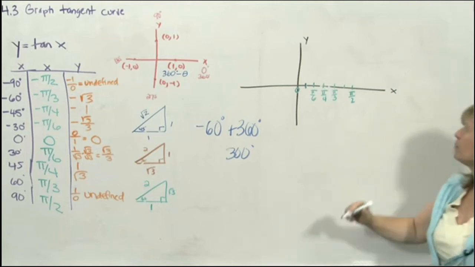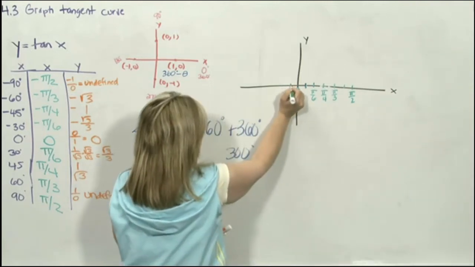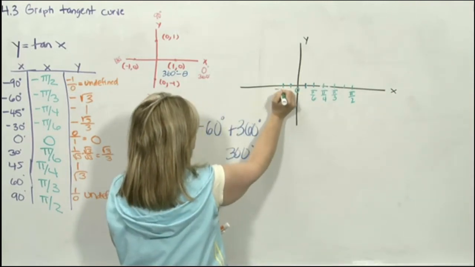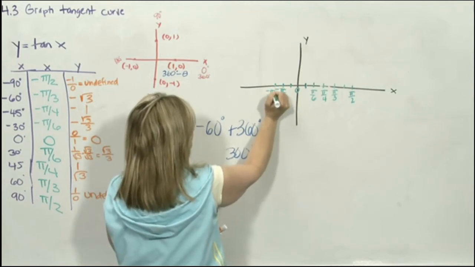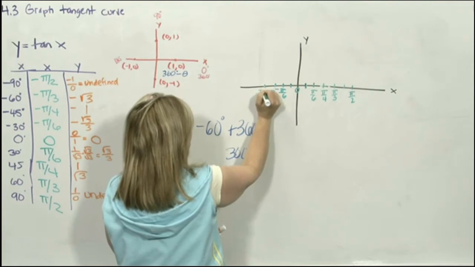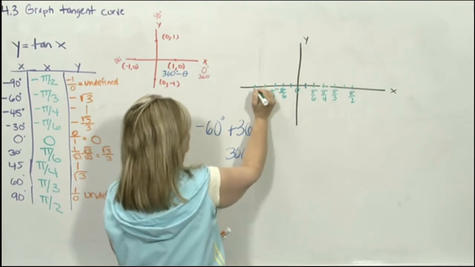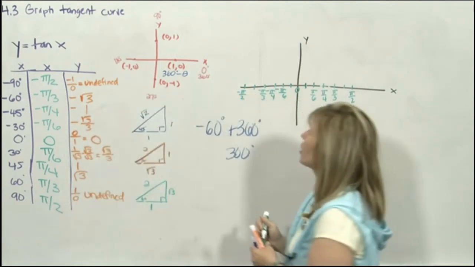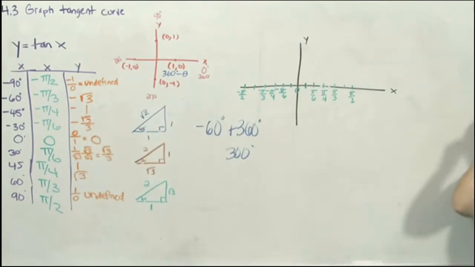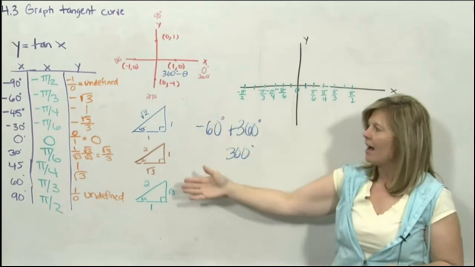And then on the left side would be the same thing. This line would be negative 15 degrees, so this would be negative 30, then negative 45, then negative 60. I don't have negative 75, but I have negative 90. Everybody's good? All right.